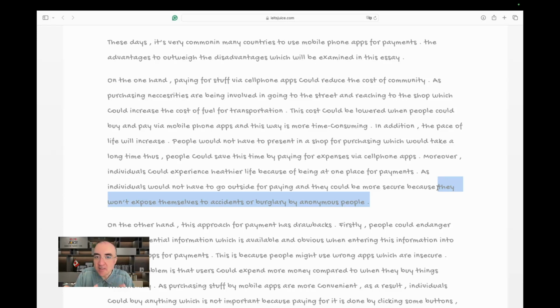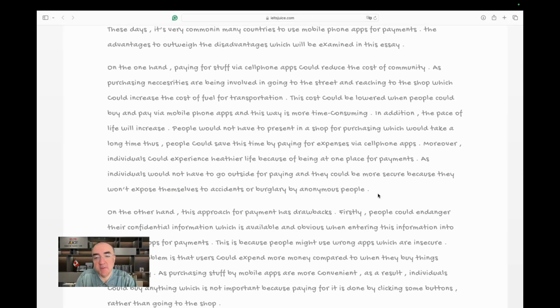Like, yes, if you pay by a cell phone app, you don't expose yourself to a lot of these issues, namely accidents, traffic accidents, burglary, because you're not at home. So somebody can break in and take away your stuff, take away your furniture, take away maybe some valuable items. You may keep some cash at home or jewelry, whatever it is. This could be better developed and framed.